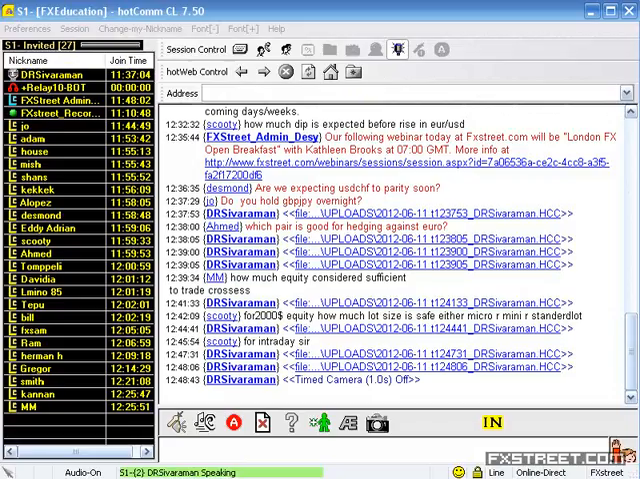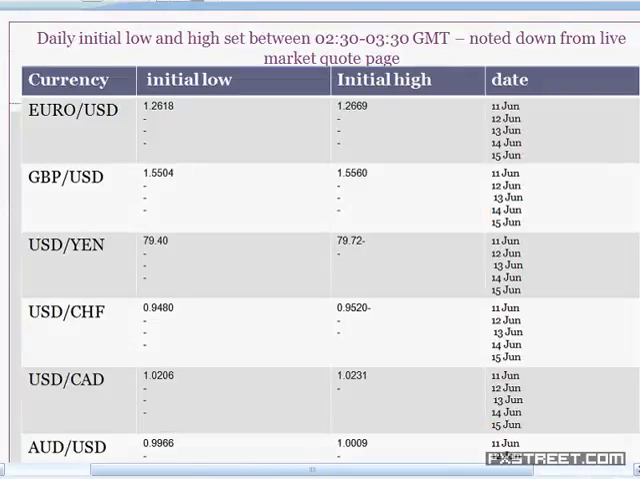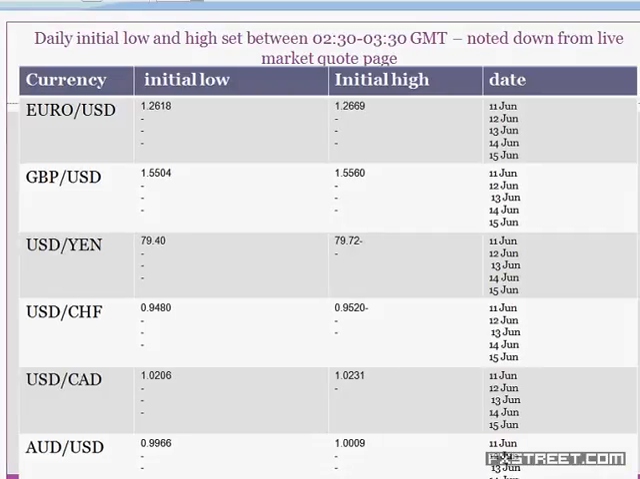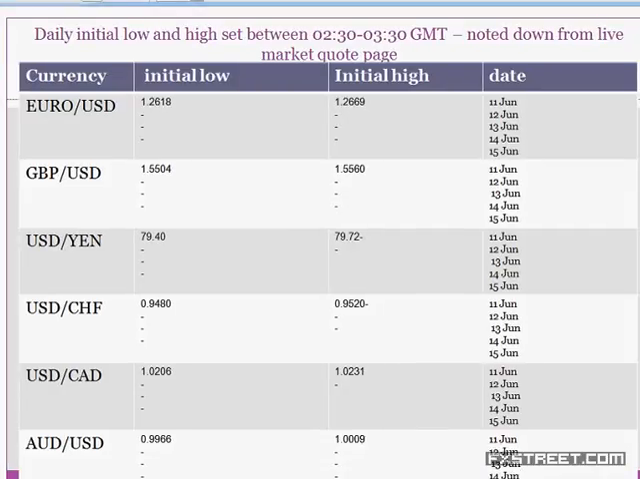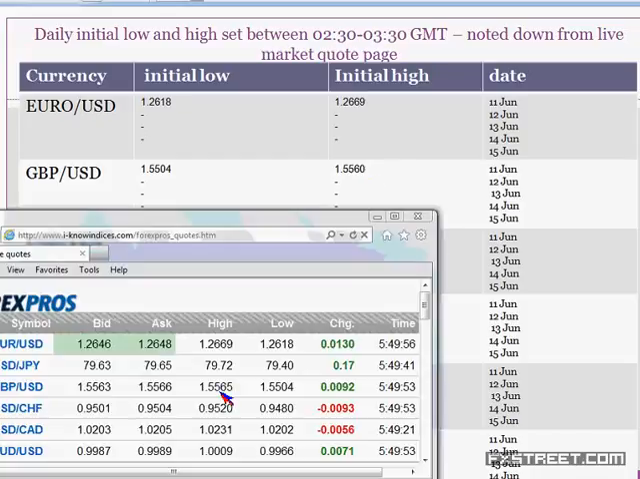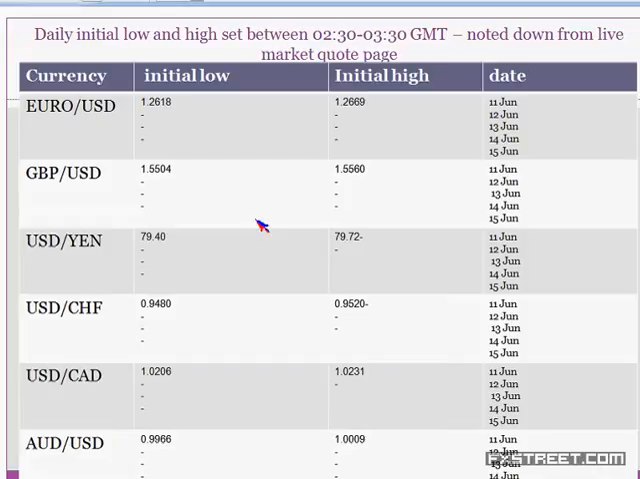Let me go back to the PowerPoint presentation. With regard to the initial lows and the highs, they have not yet breached the low or the high. In the case of GBP, they have breached. At 1.5660, they just made 1.5560, 1.5565. They just breached it in order to create the market sentiment.